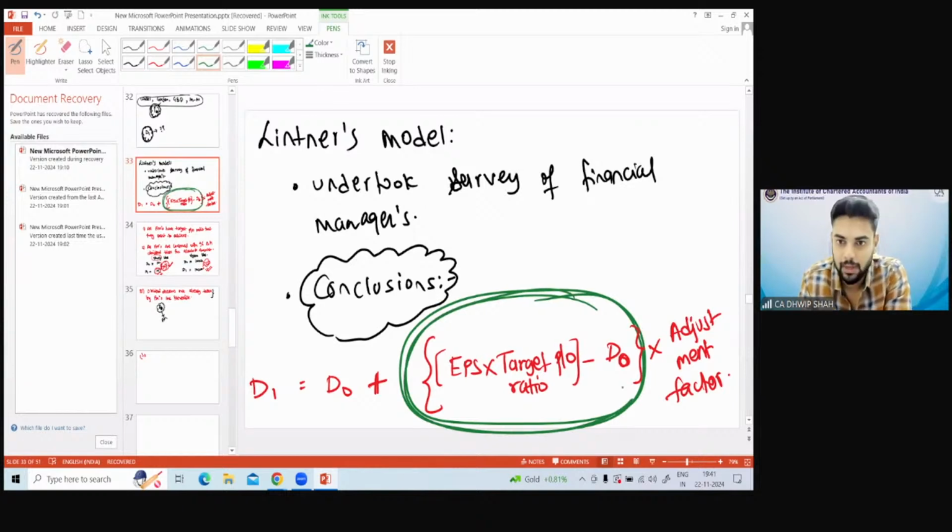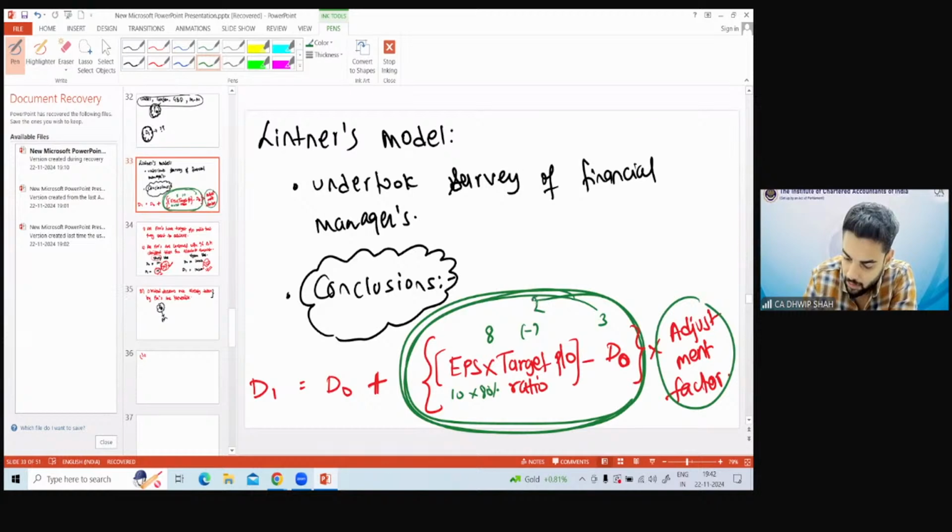Let's say as per current target, the current EPS is 10 and the target payout ratio set by the manager is 80%. So can I say my current dividend ideally should be 8? Now he will compare it with the last year dividend. Last year, let's say it was 3 rupees. So can I say a difference of 5 is coming? There is a dividend growth of 5 rupees. So how much willingness is the financial manager showing to accept this 5 rupees change? This is the adjustment factor. This is what I believe.